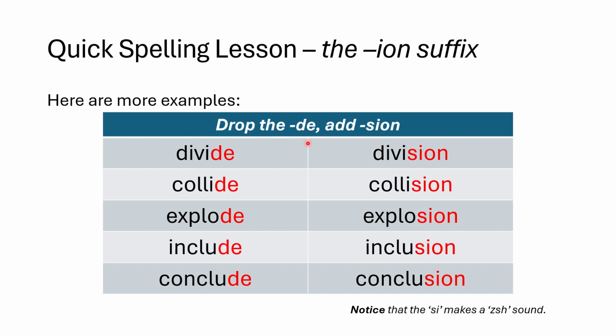Drop the DE, add SION. I will say the words. I will pause. When I pause, you say the word. The verb is divide. The noun is division. The verb is collide. The noun is collision. The verb is explode. The noun is explosion.